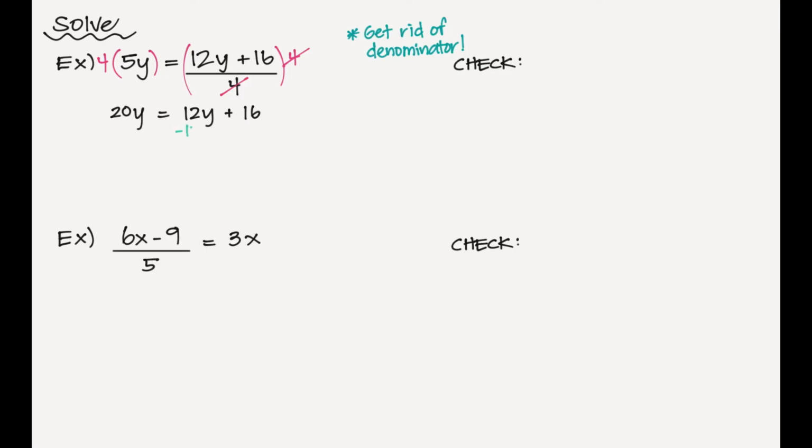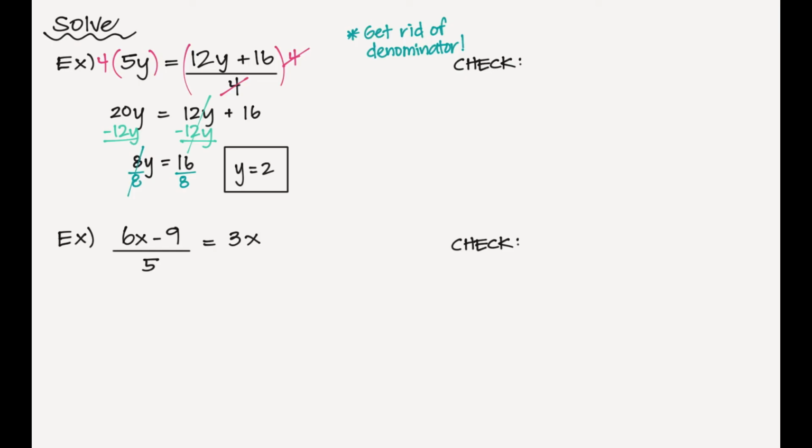Now I can go ahead and subtract 12y on both sides to move the variables to the left. And then that leaves me with 8y is equal to 16. Final step, let's divide both sides by 8. And I find that y is equal to 2.